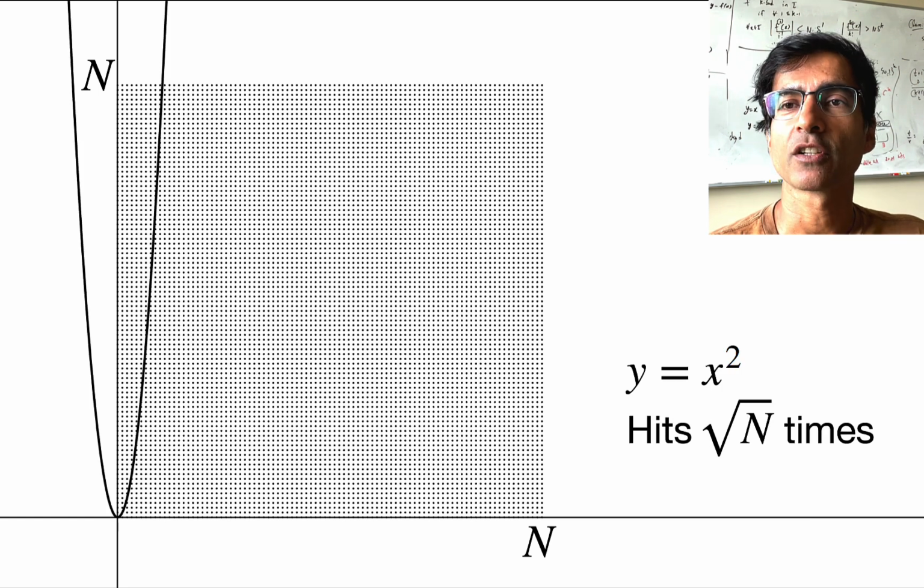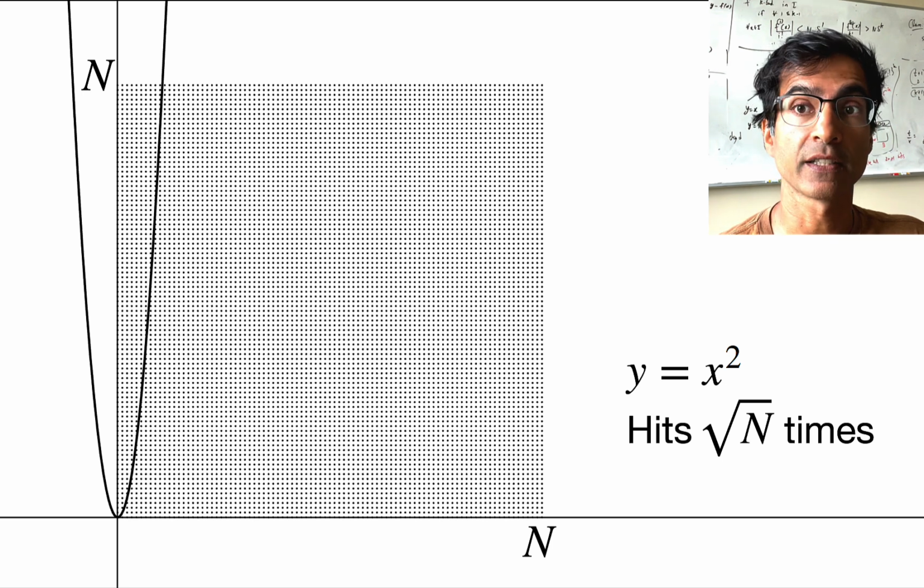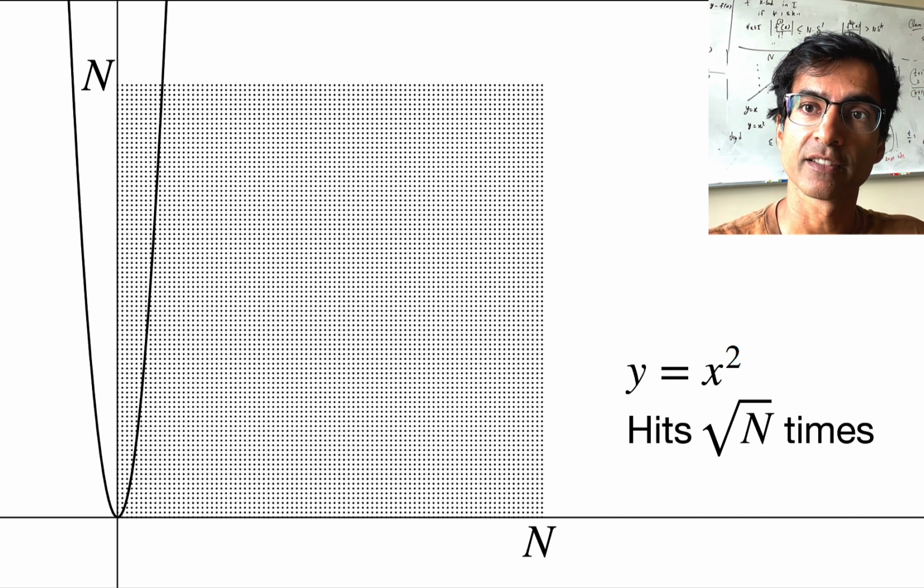Now here's a picture of the curve y equals x squared. And this time you see that the curve hits fewer points of the grid. Because as soon as x is bigger than square root n, the curve exits the grid and it's not going to hit any more points. Okay, so it just hits the points (1, 1 squared), (2, 2 squared), (3, 3 squared), and so on.